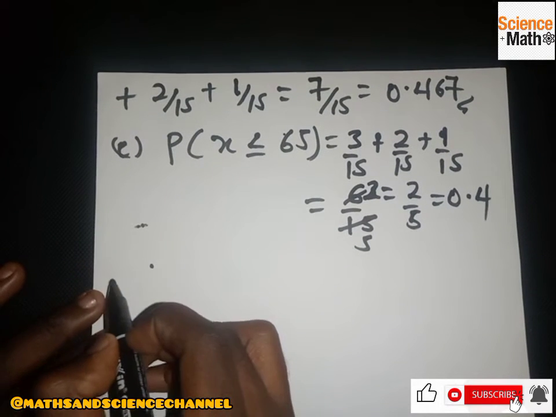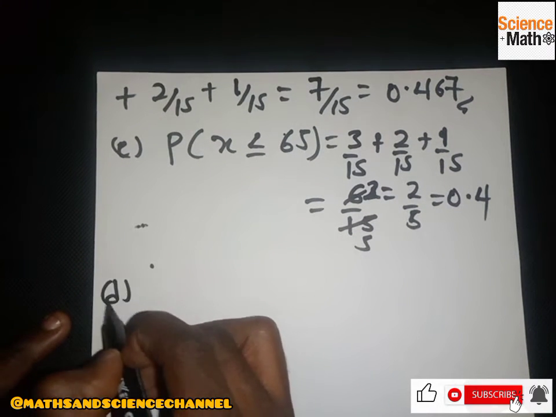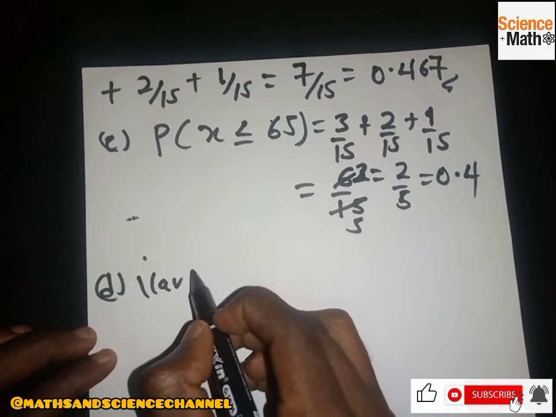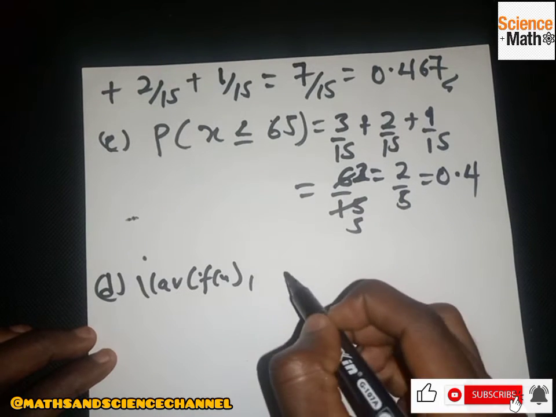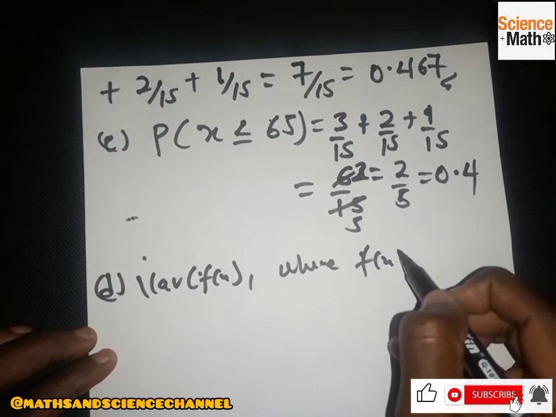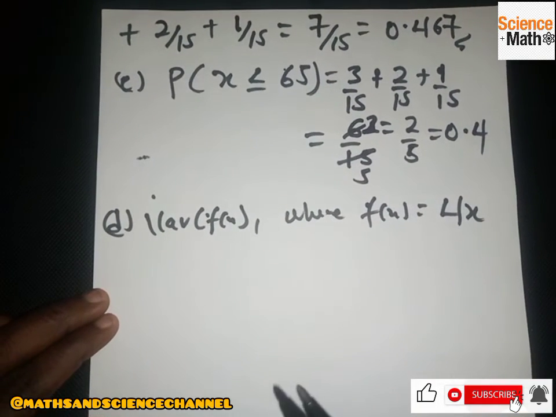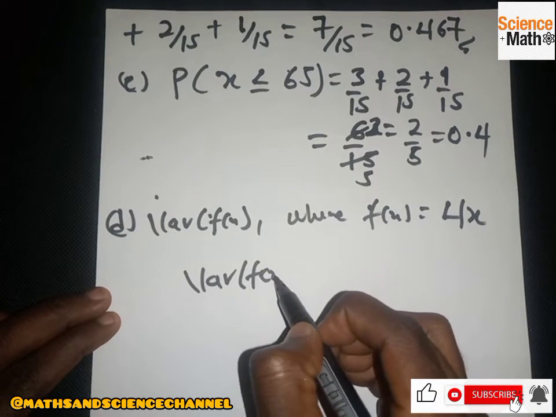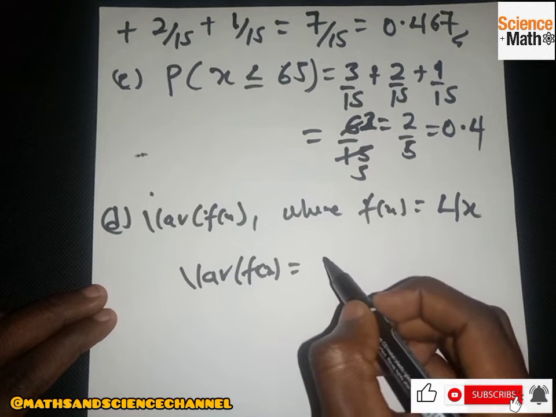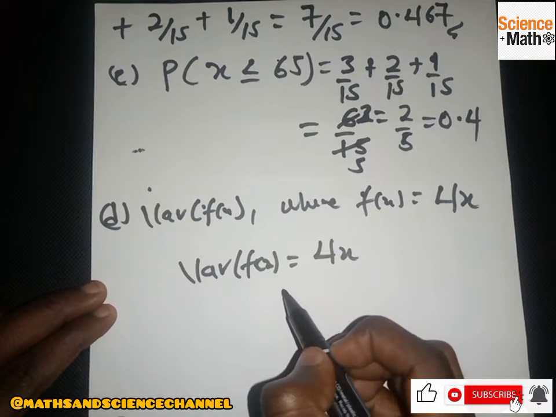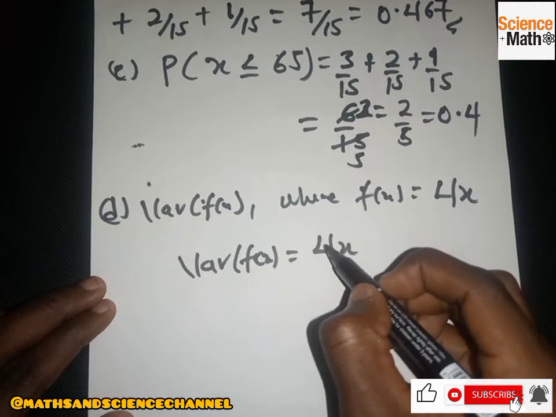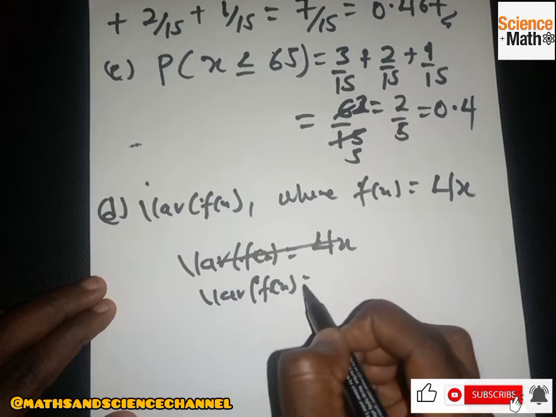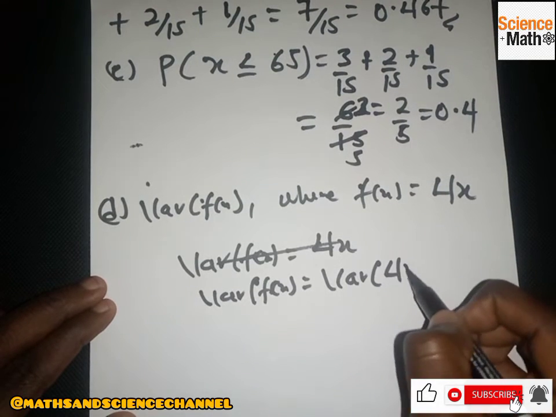Good. Now the last part of the question is D, where we are to find the variance. The last part says you should find the variance of f of s, where we are given that f of s is equal to 4x. Over here we're going to use the properties of variance. So the variance of f of x, which is equal to 4x, will be equal to the variance of 4x.